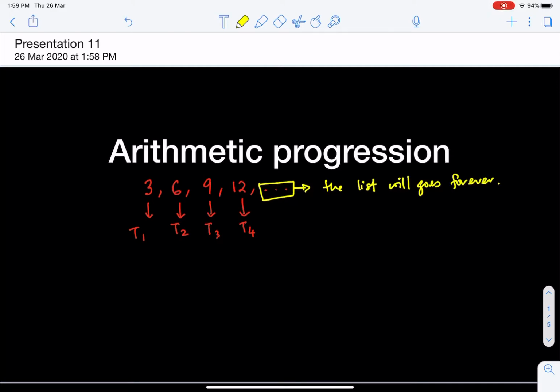Okay. Now, the most important thing for arithmetic progression is we have to identify the first term. Or we write it as A. So this is the first term.